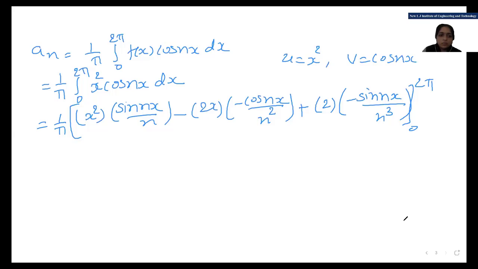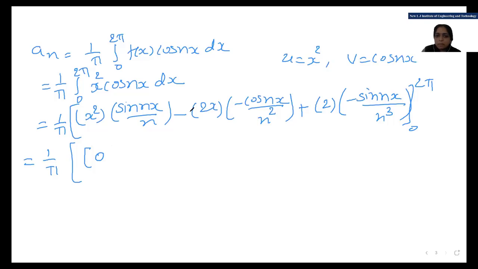Okay. Now, if we put our upper limit in this integral, first 2 pi, this 2 pi square is 4 pi square, but the sine 2n pi, if I put 2 pi here, then I have sine 2n pi, and the value of sine 2n pi is 0. Which we already discussed in our previous lecture. So please remember this value. The value of sine 2n pi is 0. So our first term is 0.